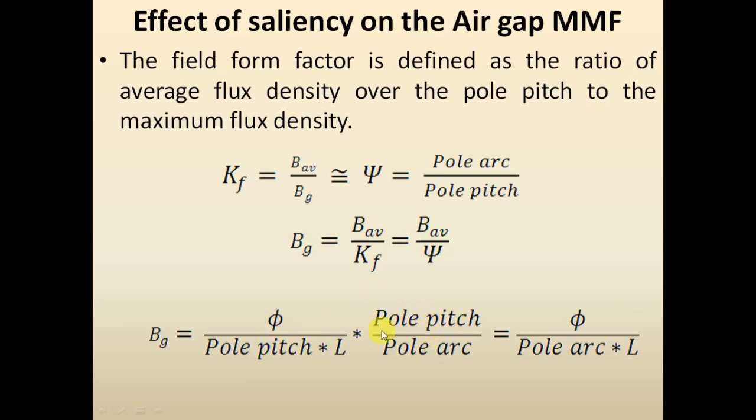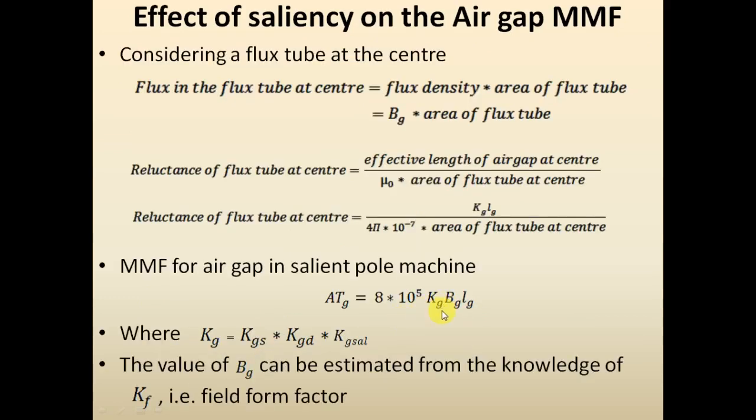If you see here, this pole pitch and this pole pitch terms get cancelled, and finally you will be left with flux per pole divided by pole arc into length of core. This is the relation which we will be using to find the magnitude of Bg, that is the maximum value of flux density which is occurring at the center of the pole. Once after finding the relation for Bg from this equation, we will be substituting it here and hence obtain the relation for air gap MMF in the case of a salient pole machine.